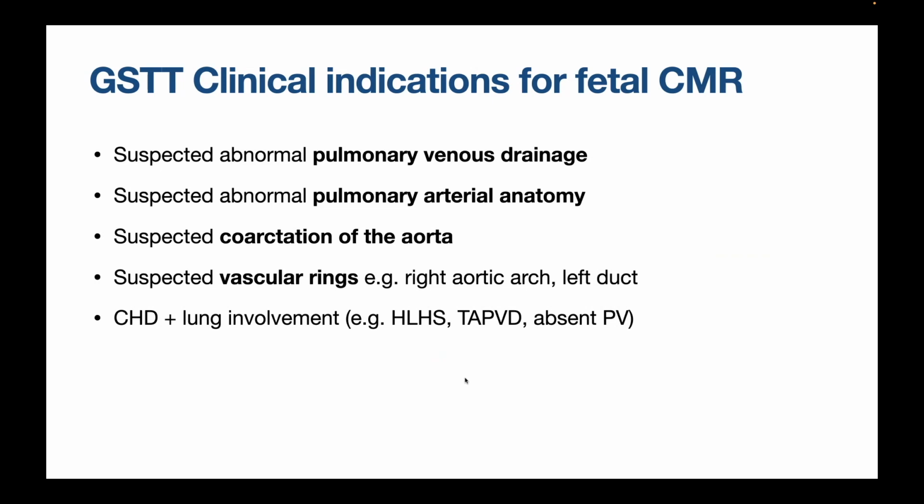So really, it's all vascular: pulmonary venous, arterial anatomy, coarctation of the aorta, which is a very specific condition, and vascular rings. And then we did include congenital heart disease, particularly with lung involvement, so hypoplastic lung, TAPVD, recognizing that imaging the lungs is quite a useful adjunct with MRI.